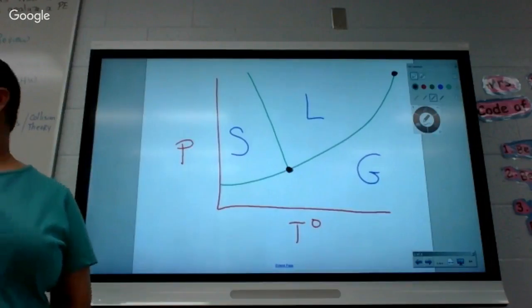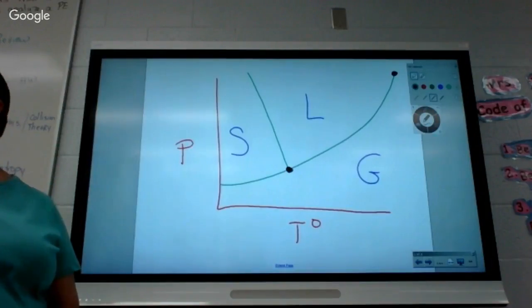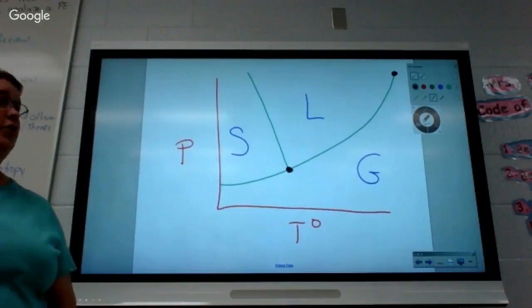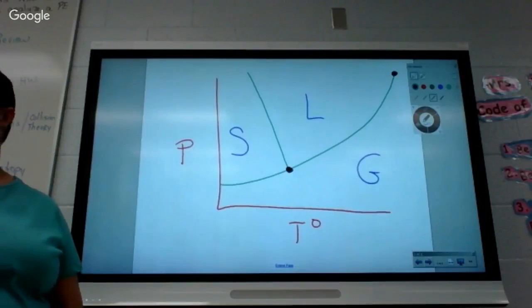Okay? That's the point at which what can no longer exist? The liquid. At that point, once you pass that, you're a what? You're a gas. All right, so there's two more points that we have to label. What are the last two points? All right, the boiling point and the melting point. Where do we find those?